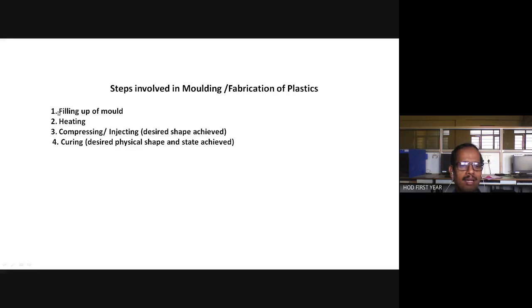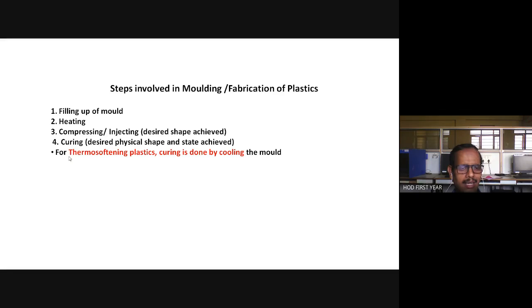Filling up of mold, heating (how heating is carried out depends on the method and on the polymer), then compressing or injection into the cavities to get the desired shape, and finally curing that article to get the final physical state, meaning bonding. Final strength is achieved during curing only. So curing depends on the type of plastic.